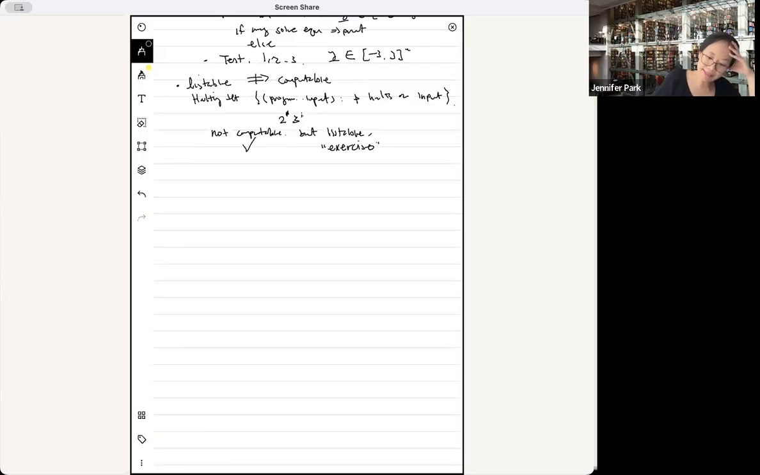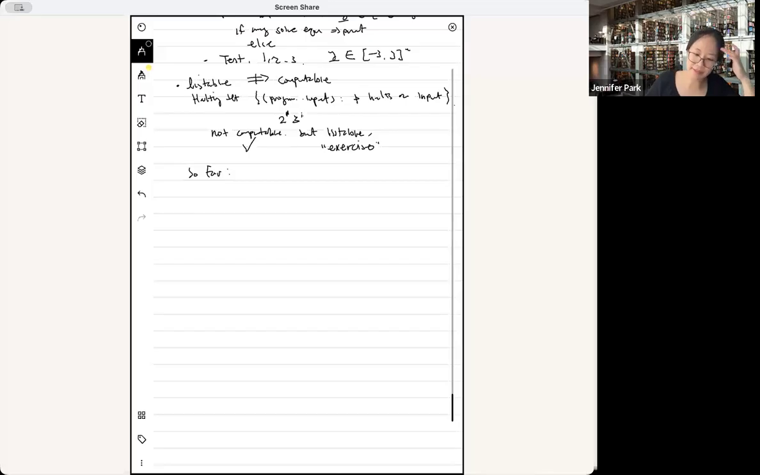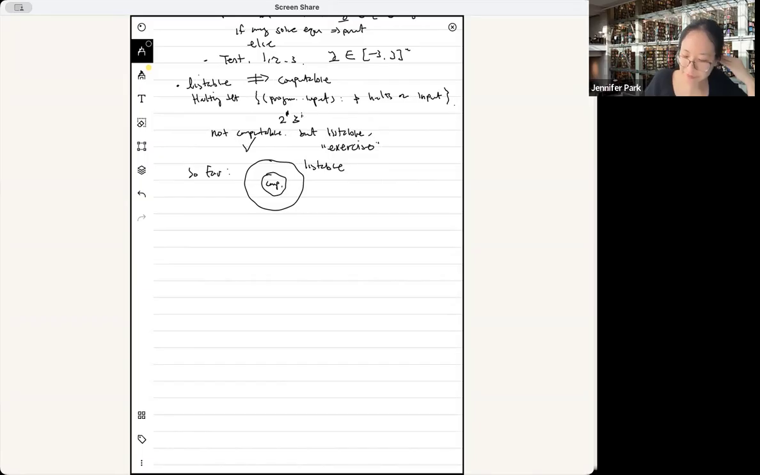Okay, and then I guess the really important thing so far: what have we shown? So let's go back here. What have I shown? The listable sets contain all the computable sets and all the Diophantine sets. Okay, but I've shown that if this is listable, then the computable sets are smaller, and there definitely exist elements that are not computable.